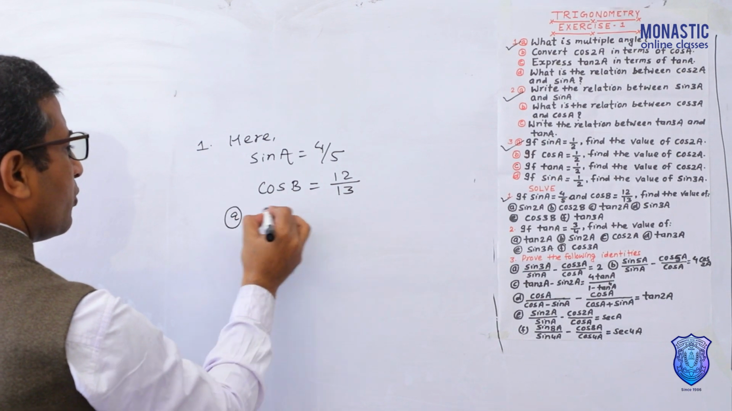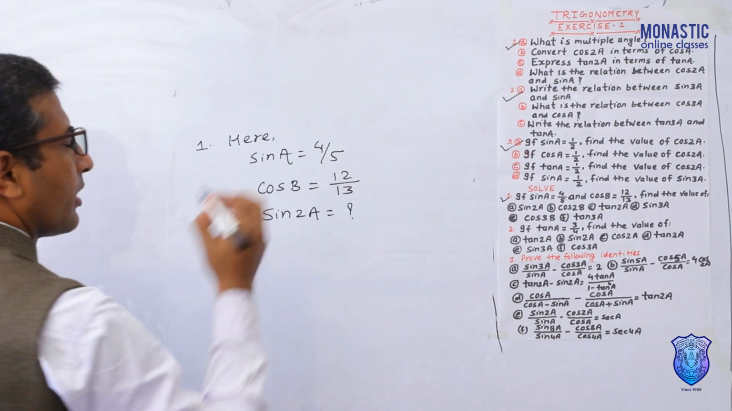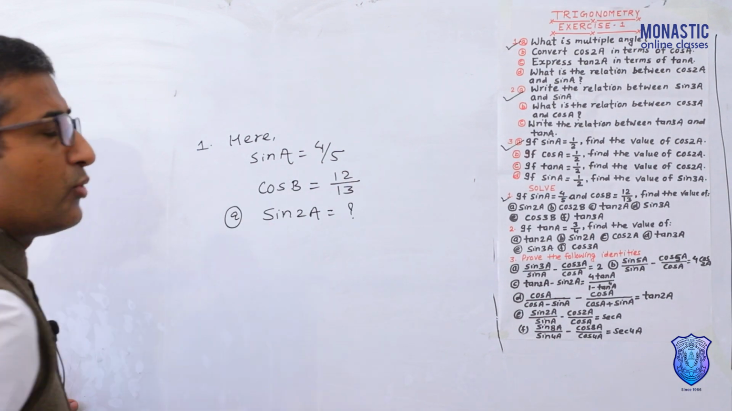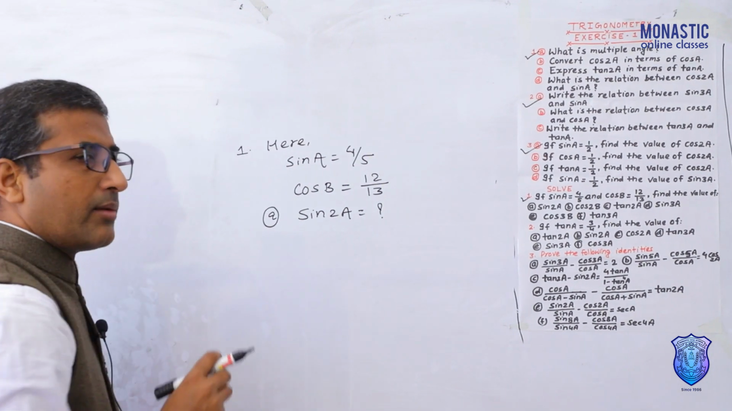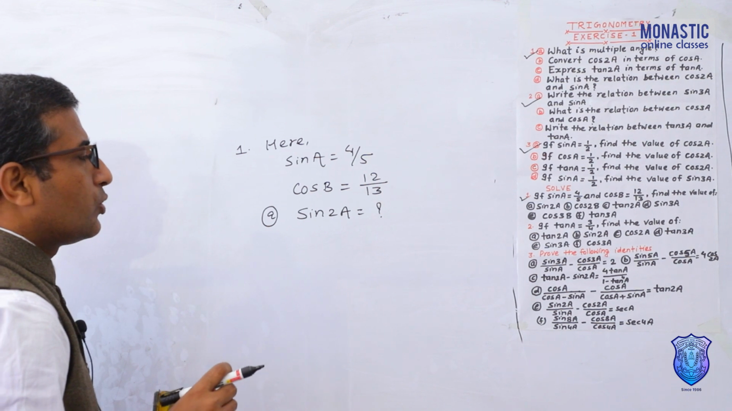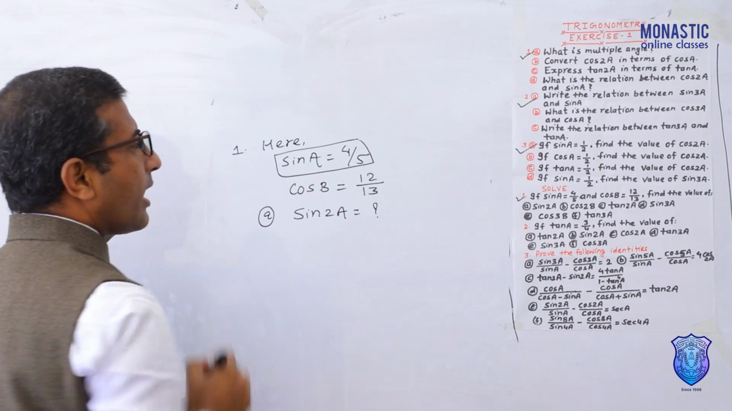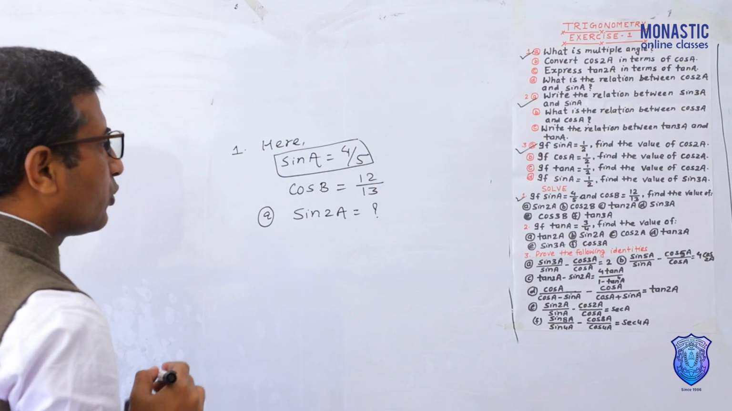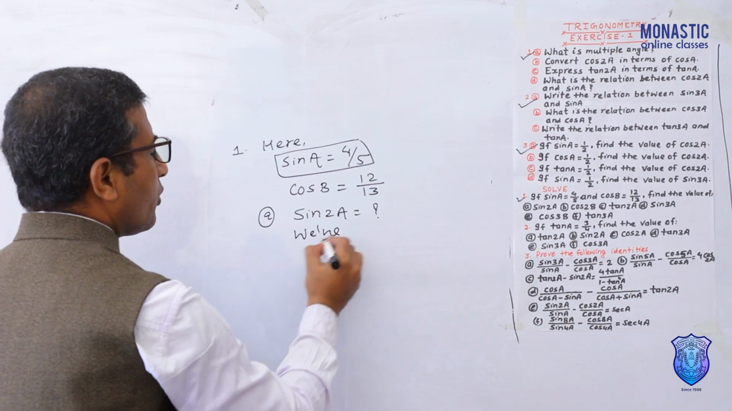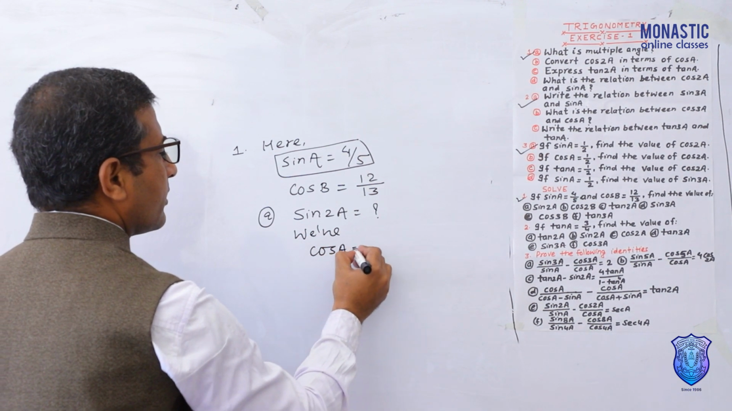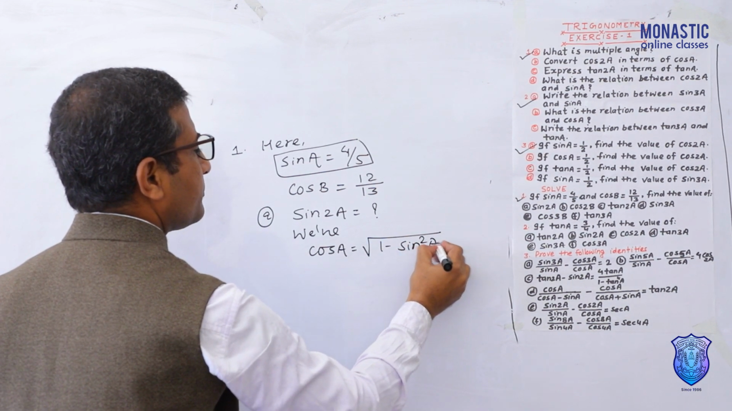In the first question, we have to find the value of sin 2A. What's the formula we have learned for sin 2A? We have the formula 2 sin A cos A. But here we have the value of only sin A. So for this we will first find cos A, that is root under 1 minus sin square A.